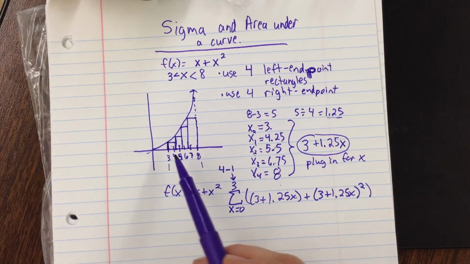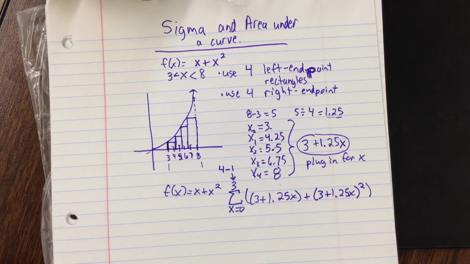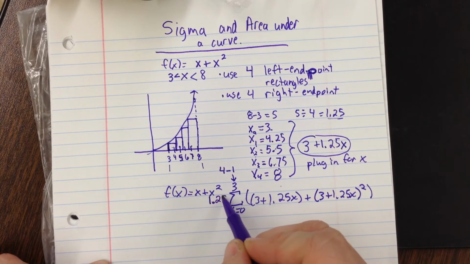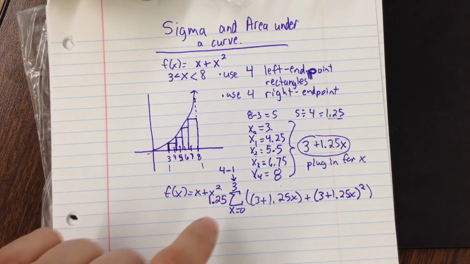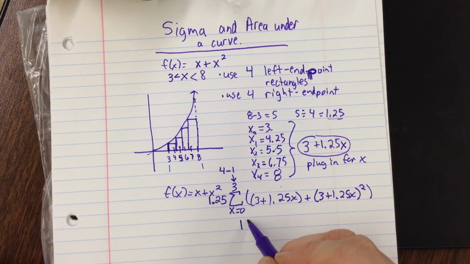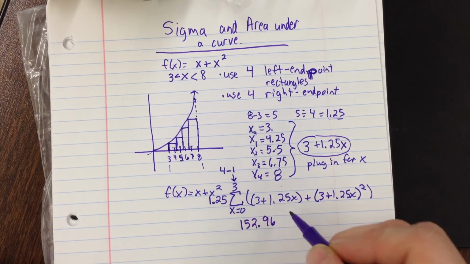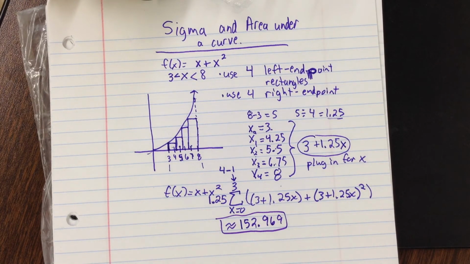To find area, we need to multiply this height, this height, this height, all of these heights by the width, which is consistently 1.25. We're always going to use 1.25, so what we can do is factor it out and just multiply by 1.25 there. This is the formula. This is how you're going to do sigma notation. You're always going to do it this way. All right? And I'm going to calculate that right now. So if I calculate that sum, we are going to get 152.969 approximately. That would be the approximate area under the left endpoint rectangles. Pretty cool? All right.